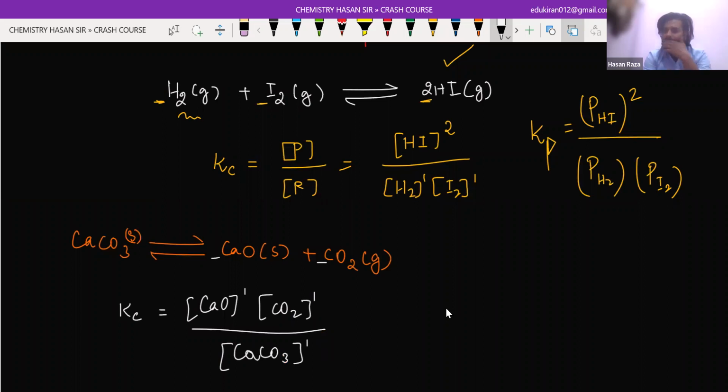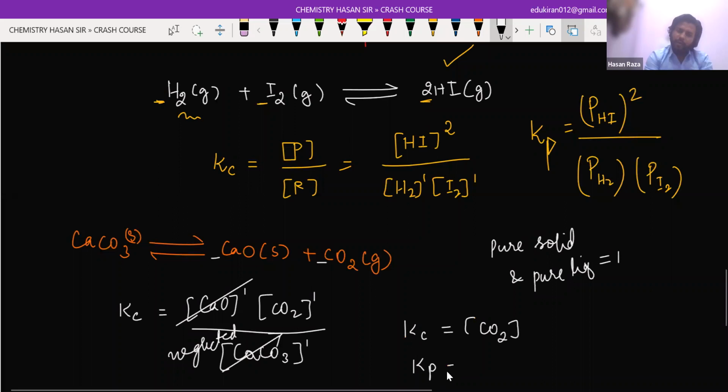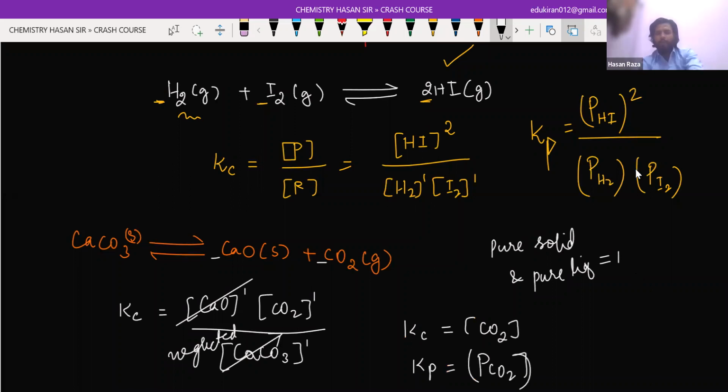It will be wrong because the active mass, or concentration, of pure solid and pure liquid is equal to 1. That's why we don't write solids and pure liquids. They will be neglected, and hence Kc will be only equal to CO2. In the same way, very good, MJ, Kp will be equal to PCO2. Is that clear? You have to remember this.